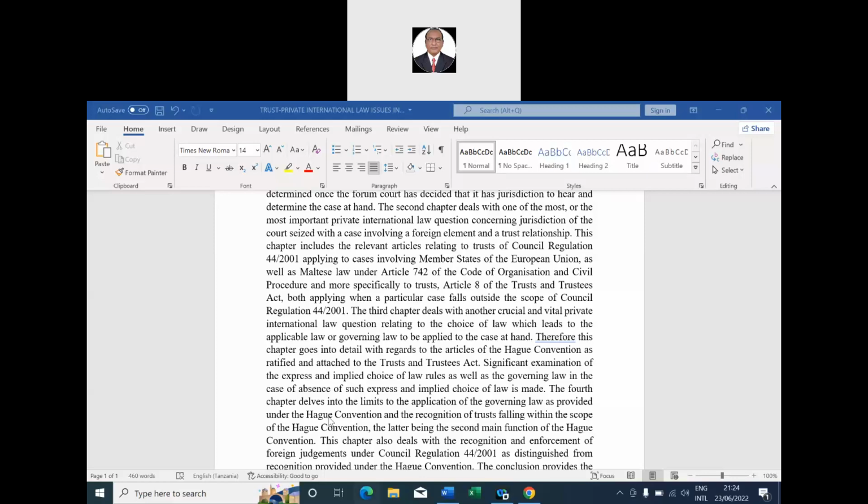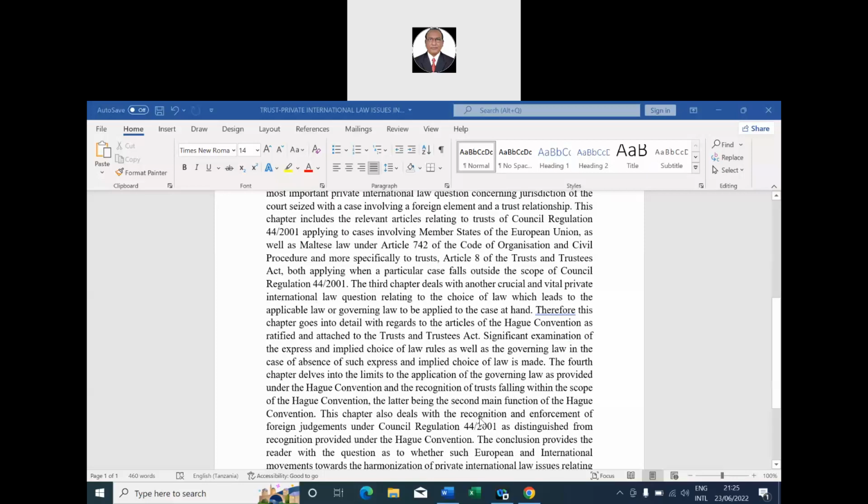The fourth chapter deals with the limits to the application of the governing law as provided under the Hague Conventions and the recognition of the trust falling within the scope of the Hague Conventions. So the trust should be recognized under the international instrument, that is the Hague Convention. The latter being the second main function of the Hague Convention, this chapter also deals with the recognition and enforcement of foreign judgments under Council Regulation 44/2001, distinguished from the recognition provided under the Hague Convention.